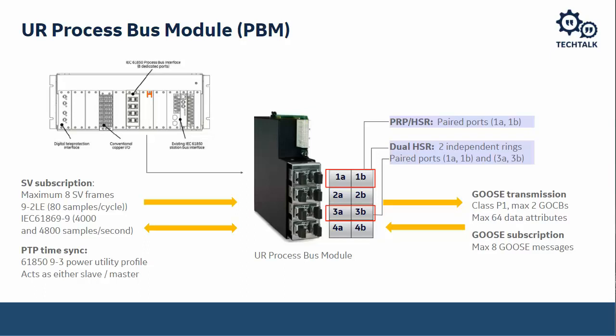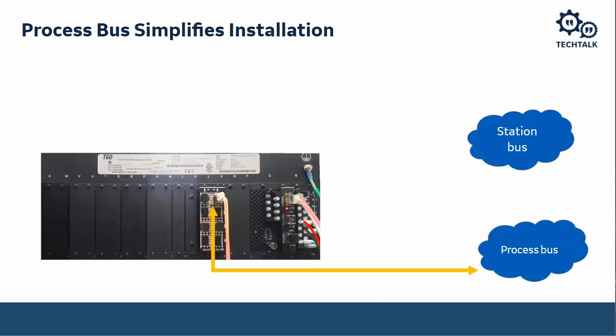So let's see what the back of the relay would look like when we do this. So here's our process bus module. This is that same module that I just mentioned. It's got 8 fiber optic Ethernet ports on it. That would be connected to either 8 individual merging units, or it could be connected in a switched Ethernet process bus too, which is also connected to merging units.